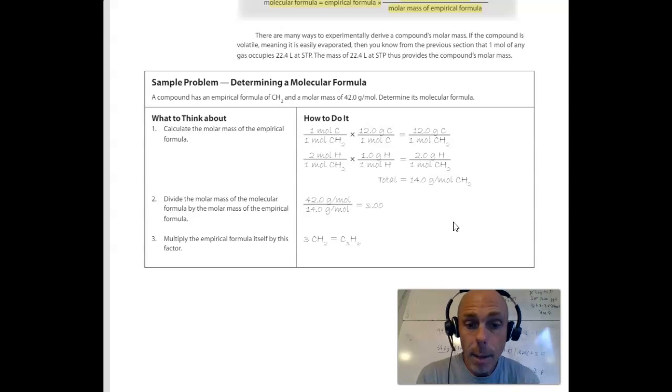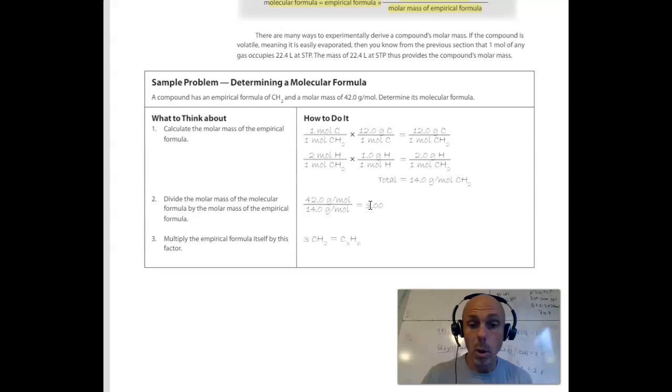The next step is to divide the molar mass of the molecule, that will always be given to you in the problem, in this case it's 42 grams per mole, by the molar mass of the empirical formula that in this case we just found. 42 divided by 14 is 3 in this case. What that's telling us is that the molecular formula has 3 times as many atoms in it as does the empirical formula, or is 3 times as massive.